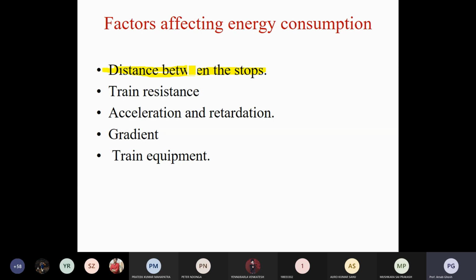That's why you have to handle it in a very optimum way. Conventionally, there are already predefined guidelines, and the train or loco drivers follow those rules. Then train resistance: initially the train has huge resistance, which is called static friction, so you have to overcome the initial resistance.